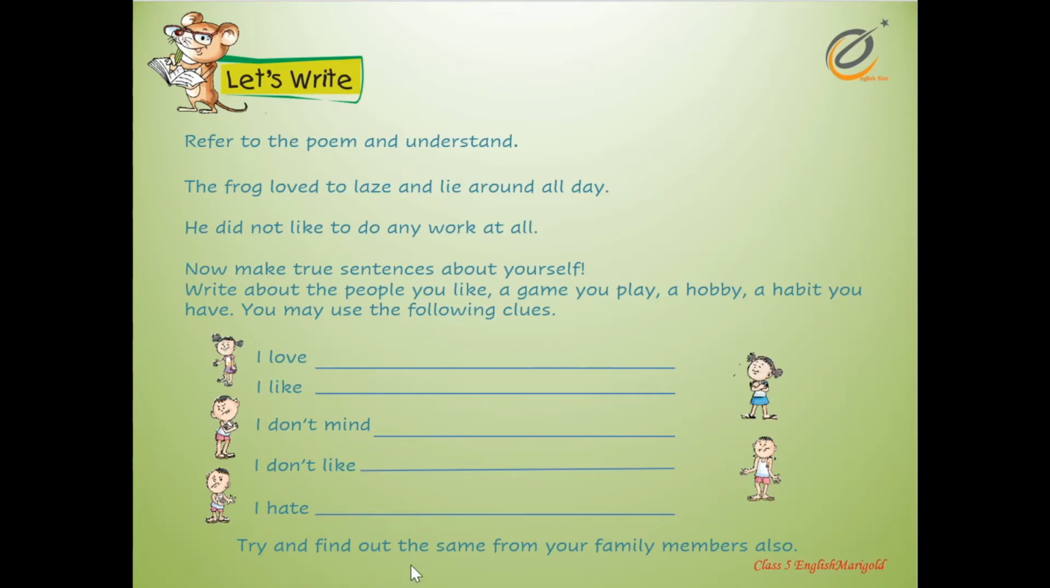Try and find out the same from your family members also. You can create sentences using the information given by your family members also. So here you have 5, you can make another 5 also. So that will be quite interesting. Write in simple sentences and do not forget to see this example to learn how to write the grammatically correct sentence. Well, students, I hope you will do nicely. So let's move ahead.